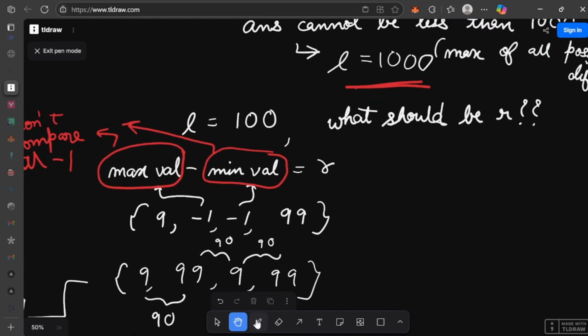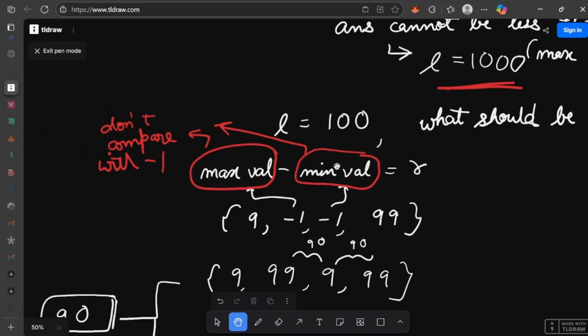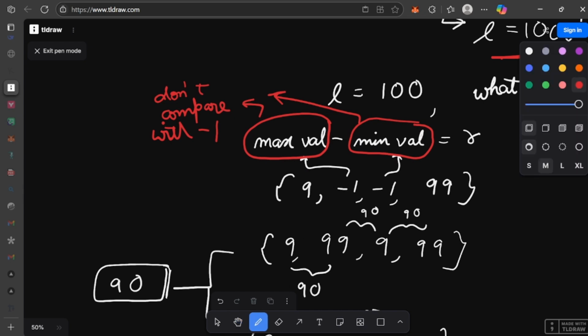Now what should be the right? What does this right actually denote in the binary search? It denotes the max possible answer. No answer can be more than this. This is the max possible answer. So to calculate the max possible, here what is the answer?